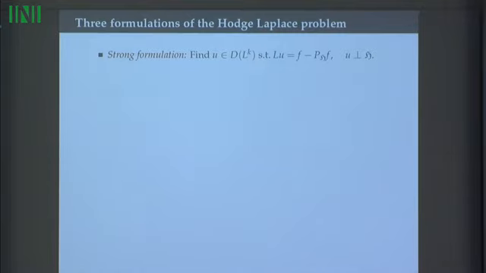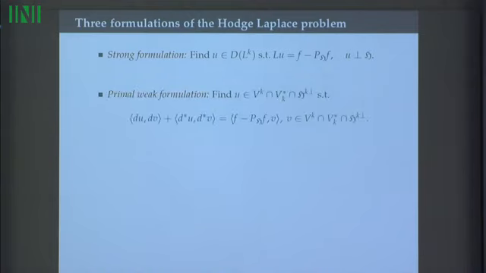Okay, so to solve that, we're going to put it in some sort of weak formulation. That is, we're going to take the inner product with test functions. And there are two different natural ways to do this. The primal weak formulation is, you multiply the equation by a test function v, and you use duality to move the operators over. You use the adjoint relationships. So this becomes the inner product of du with dv plus the inner product of d star u with d star v is the inner product of f minus PHf with v.